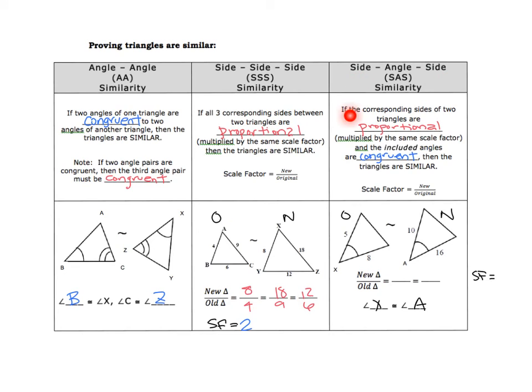Then we have side, angle, side. If the corresponding sides of 2 triangles are proportional and the included angles are congruent, then the triangles are similar. Okay? So we can already see that angle X is included between those two sides, and angle A is included between those two sides, and they're marked as congruent. So now all we have to check is proportionality of the sides, comparing the new to the old. So you'd have 10 over 5 and 16 over 8. When you reduce both of those fractions, you get the same number, which is 2. So the scale factor is 2.